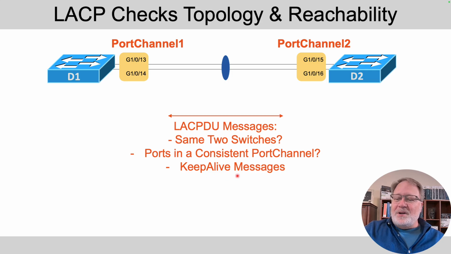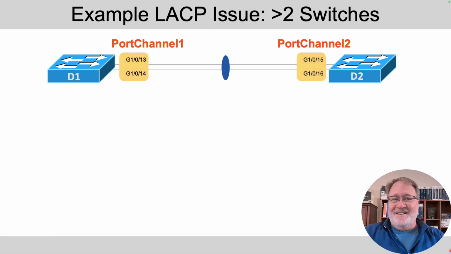There's also a keep alive mechanism tied to these PDUs so that the two switches know when the other switch has gone away so they can bring the link down, the port channel down, and converge more quickly. Honestly, I don't go into this kind of depth in the book on what LACP does behind the scenes to do these checks, but let me walk you through a few scenarios just for fun here.